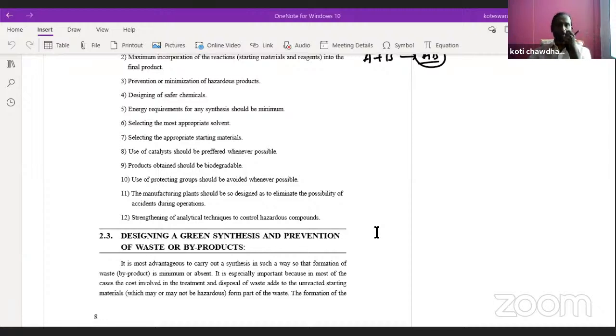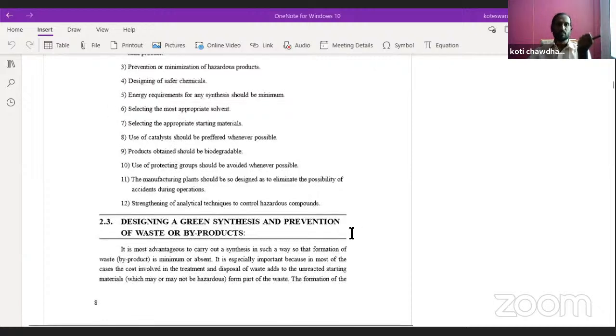Okay. The protecting group usage requires additional steps of reaction. Whenever we use protecting groups, the number of steps of the reaction increases. Due to that reason, we need to avoid the use of protecting groups in a reaction. Okay, the reaction process should be designed in such a way that it does not use protecting groups.